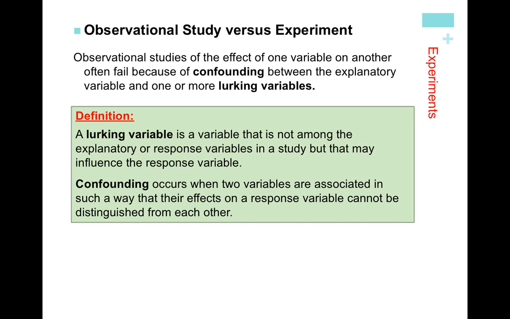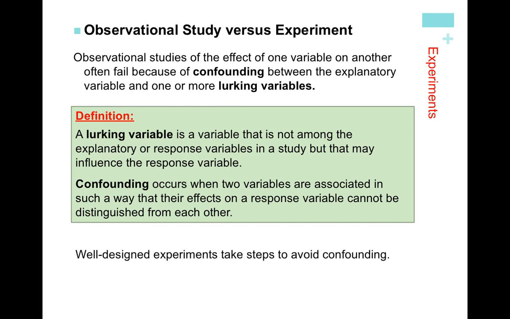So maybe you're looking at an individual's health. Well, there are a lot of variables that influence an individual's health. Do they exercise? What kind of diet do they have? What kind of access to health care do they have? All of those things, if they're not directly controlled for or directly being studied as an explanatory variable, are considered lurking variables. And then confounding happens when two variables are associated in a way that you cannot really pull them apart between the effects on the response variable. So two explanatory variables or potentially two lurking variables that are really twisted together and you can't distinguish their impact on the response.